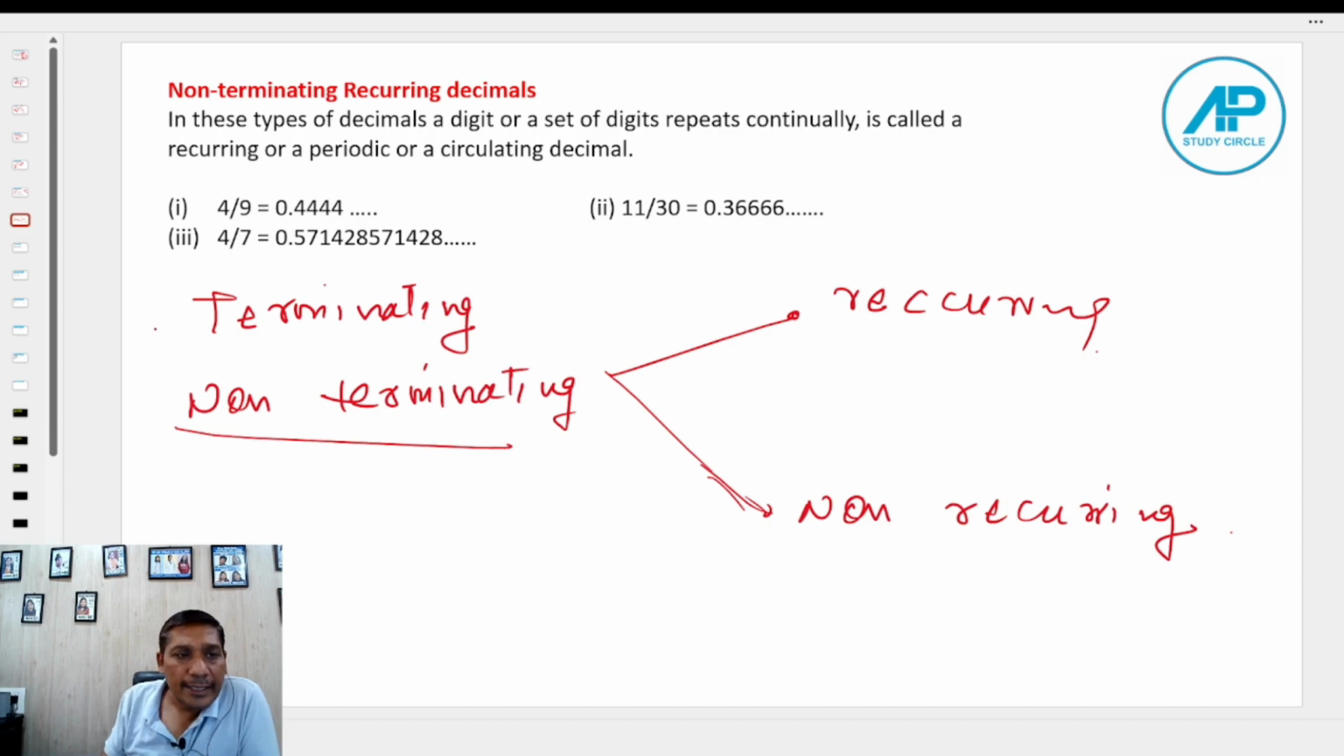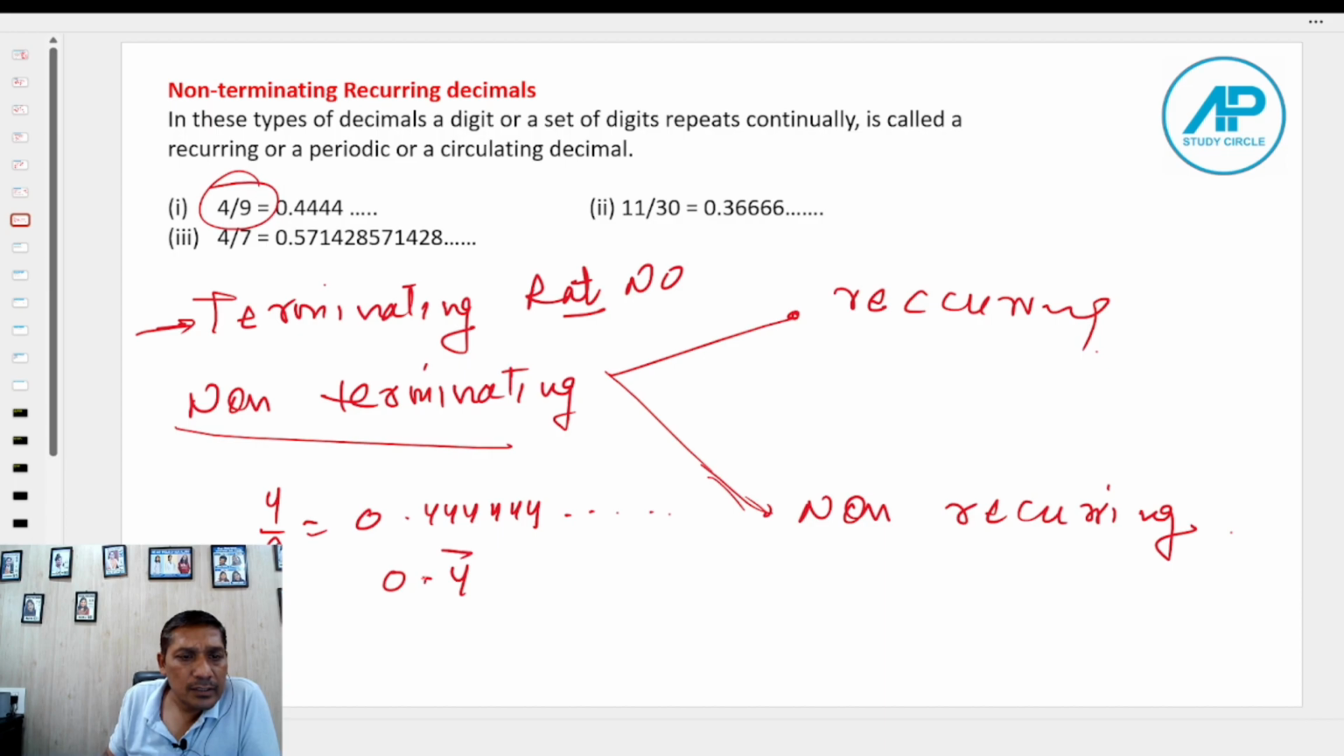Now terminating decimals are of course very well rational numbers. They come as a result of a fraction, 2 upon 8, 3 upon 5, 1 upon 4. You understand that, we have done previously. Now non-terminating decimals, there is a fraction 4 upon 9. I'm getting 0.44444. What does that mean? That it is a recurring number. 4 is coming infinite times.